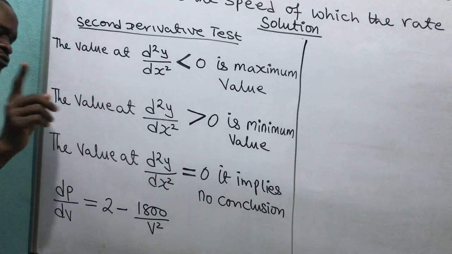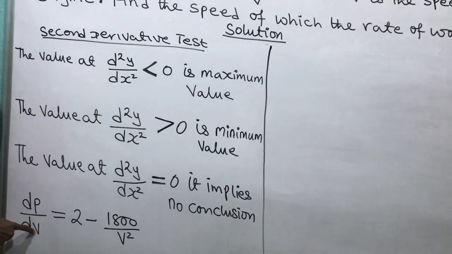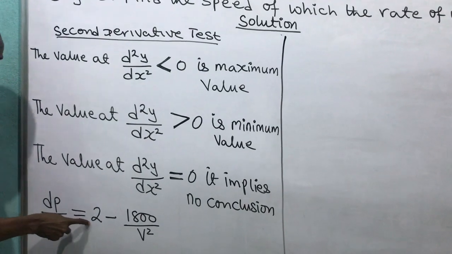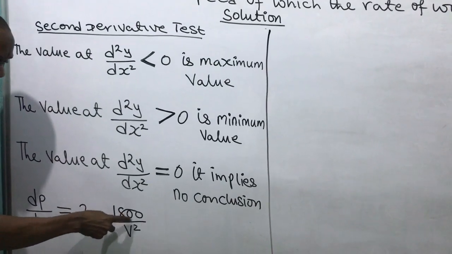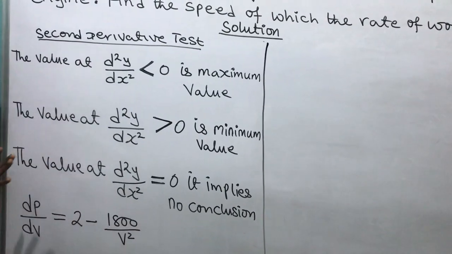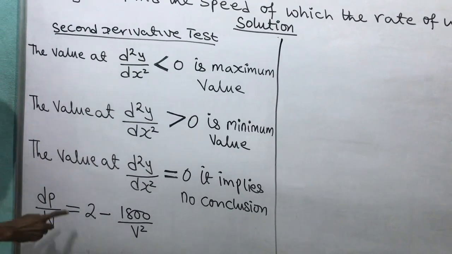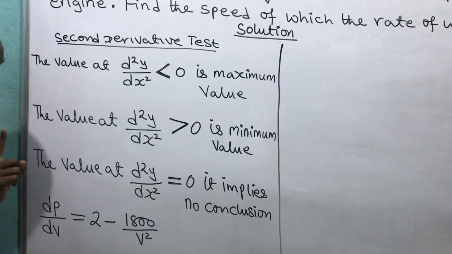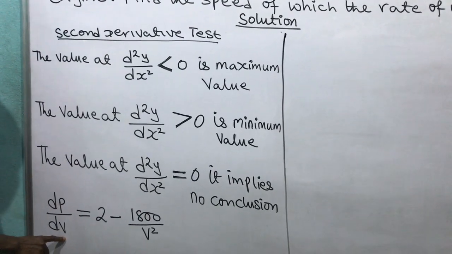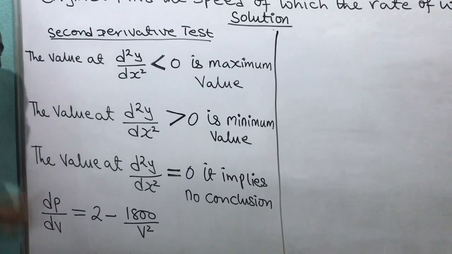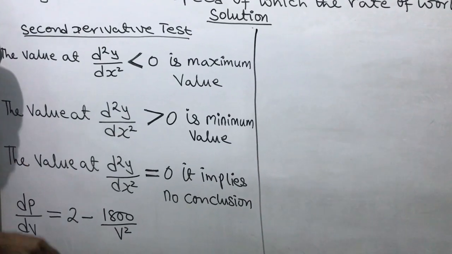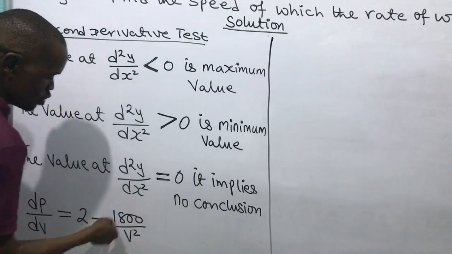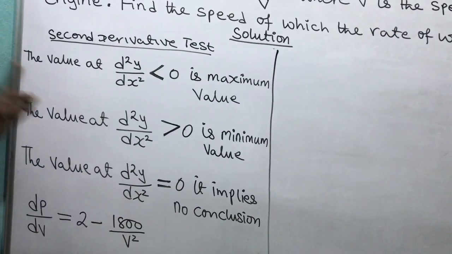We have differentiated the p in respect to v before, and we have 2 minus 1800 over v squared. That's what we have as first derivative of p in respect to v. Before we now said at minimum or maximum point, this dp over dv becomes equals to 0. We now begin to resolve to get the critical value.